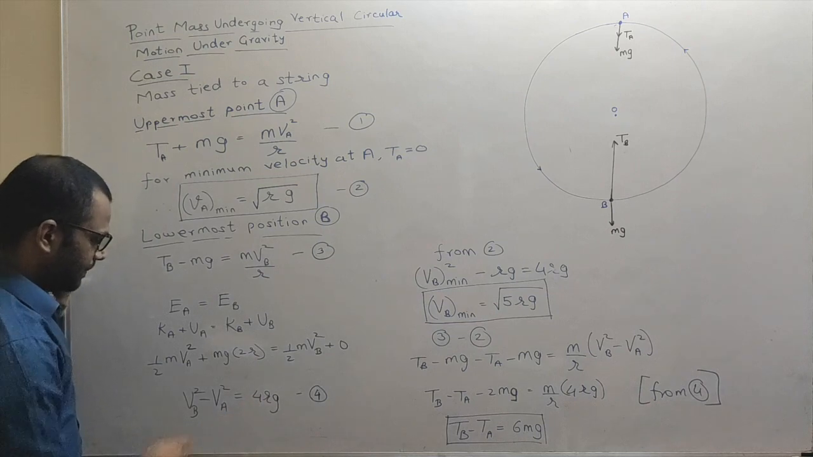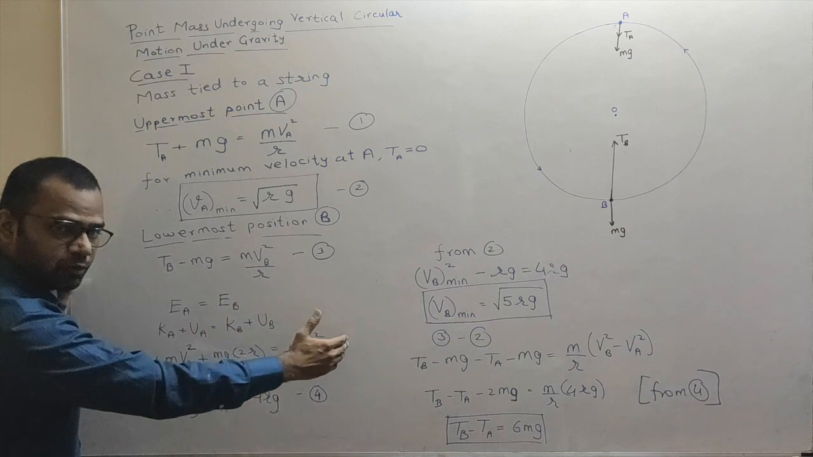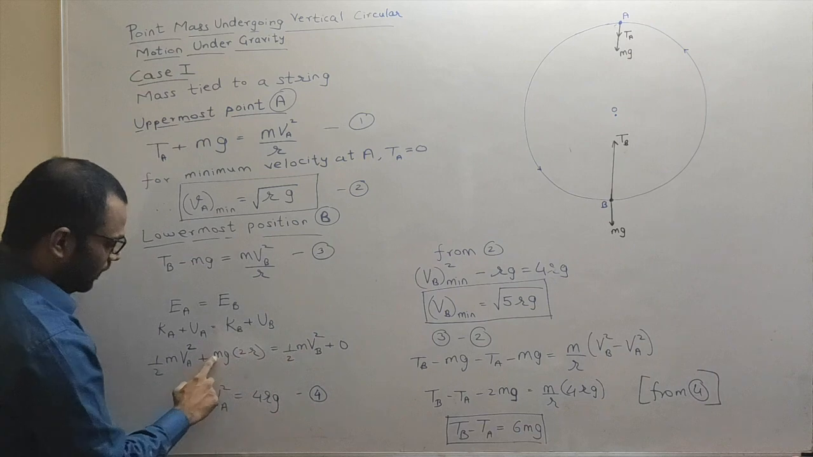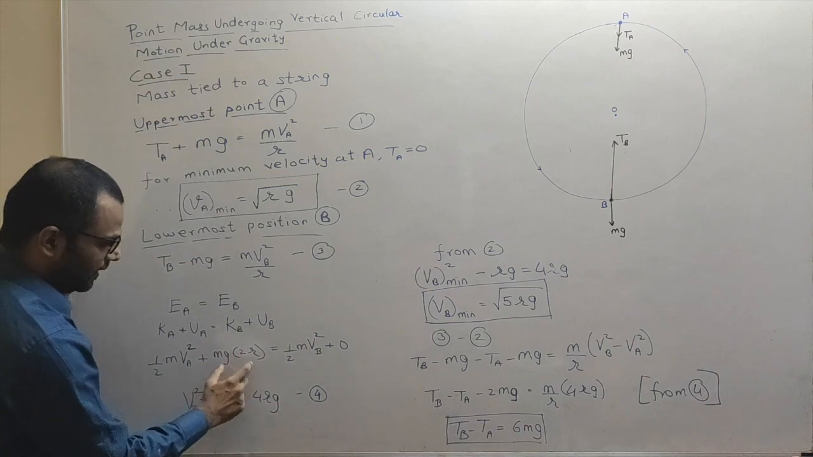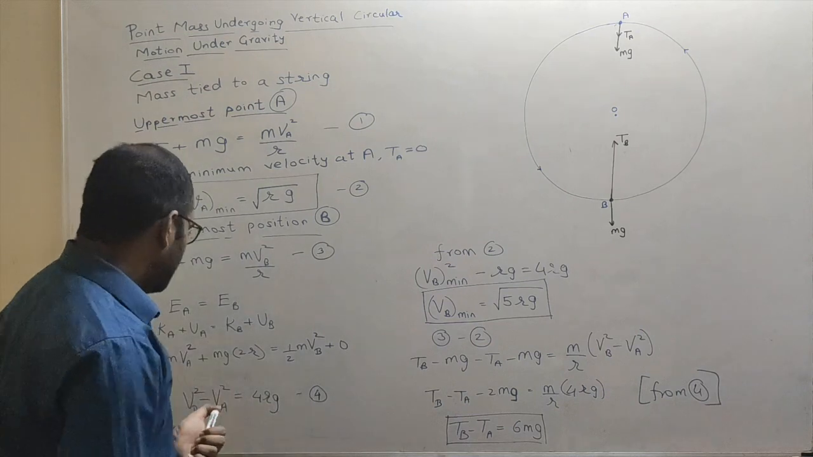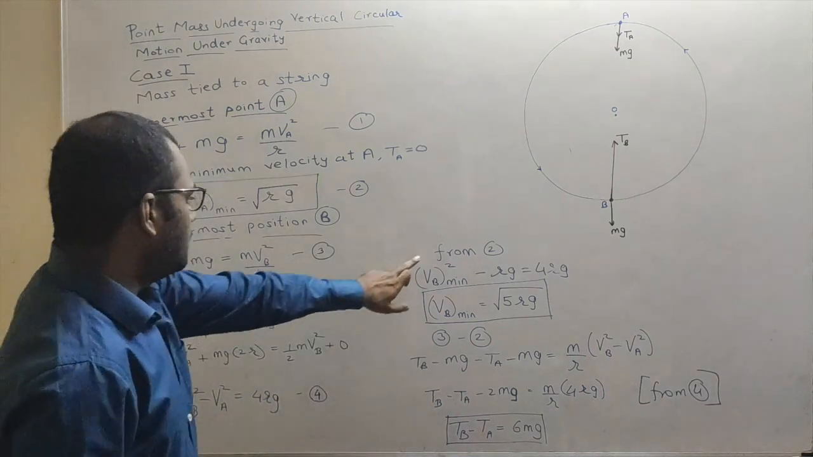Getting this? As m and m will get cancelled, multiplying throughout by 2, even this 2 and this 2 will get cancelled, and over here 2 twos are 4 will happen. So Vb square minus Va square will be 4Rg. Okay?